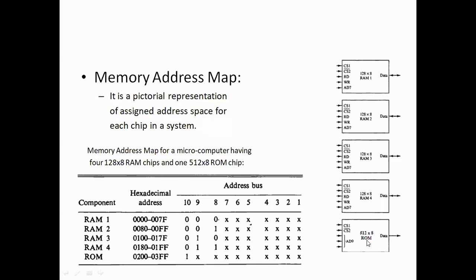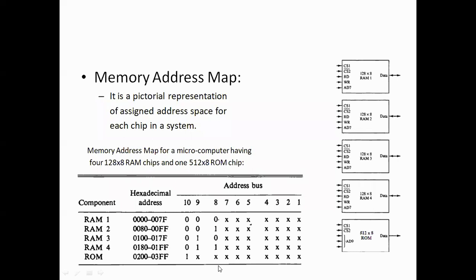And then we have the ROM. The ROM in this example is 512 into 8, which means 512 implies there will be 9 address bus lines. So the 9 address lines means 1, 2, 3, 4, 5, 6, 7, 8, and 9 X's. So the address of the ROM will be 9 X's. Okay, good.